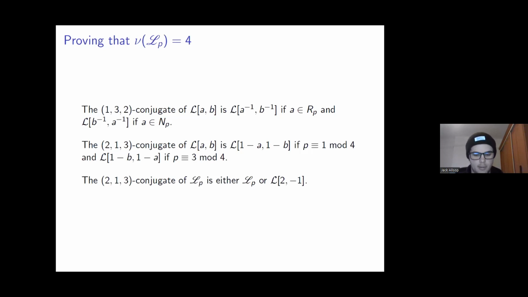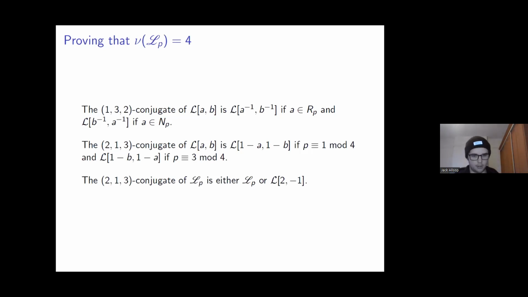And so in this paper, Wanless wrote, where he studied these squares, he showed that every conjugate of a Latin square, L_{A,B}, is a Latin square of the same type. And you can get all the conjugates of a Latin square using these rules. So the 1-3-2 conjugate of L_{A,B} is L_{A^-1,B^-1} if A is a quadratic residue, and it's L_{B^-1,A^-1} if A is a non-residue. And the 2-1-3 conjugate is L_{1-A,1-B} if p is 1 mod 4, and it's L_{1-B,1-A} if p is 3 mod 4. And using these two, you can get all 6 conjugates.